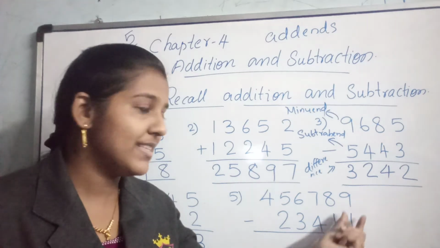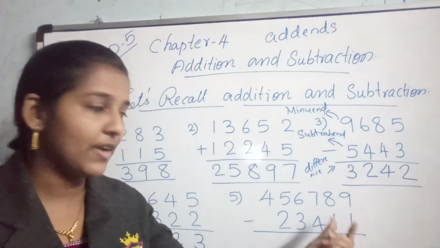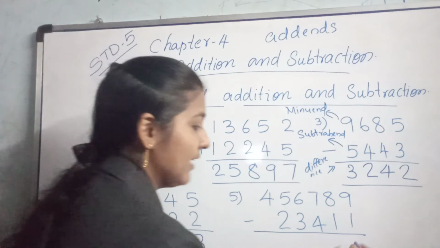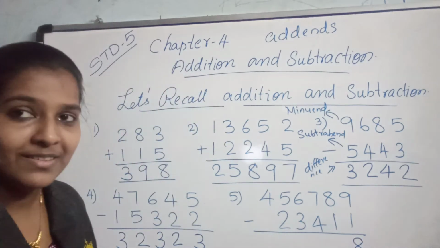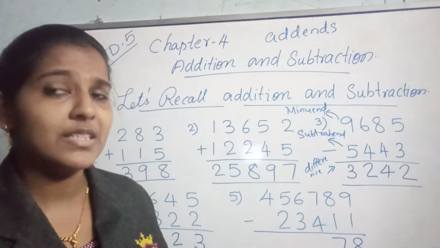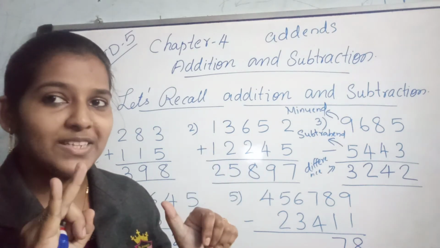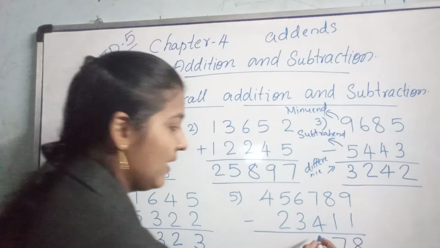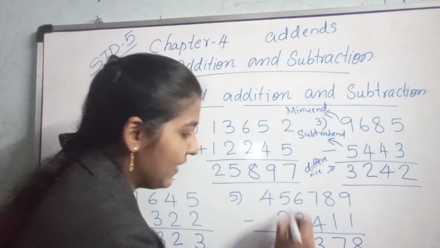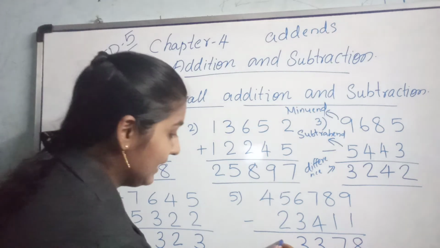Here the ones place digits are 9 and 1, so subtract from 9. 9 minus 1, 8. You can write. Now 8 minus 1, 7. Then 7 minus 4, yes, 7 minus 4, what is left? 3, yes. Then 6 minus 3 is 3, yes. Then 5 minus 2 is 3.